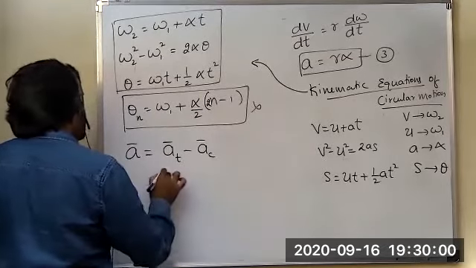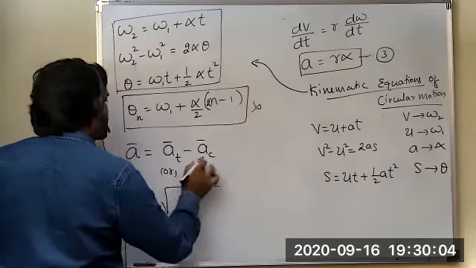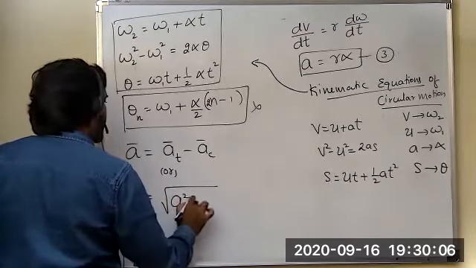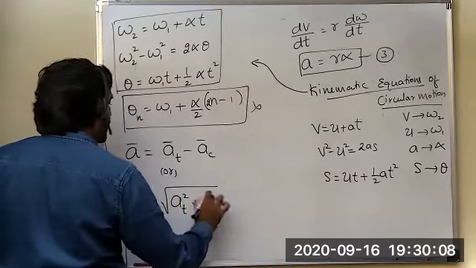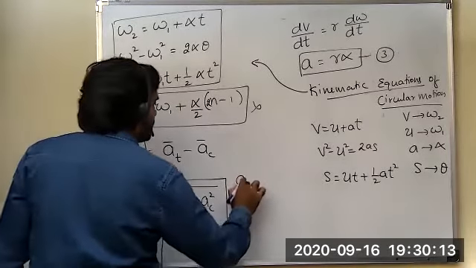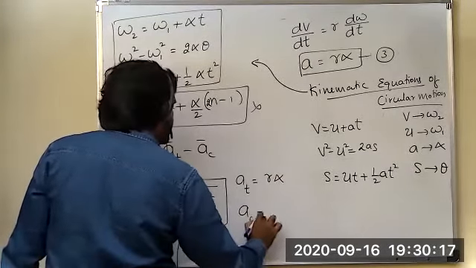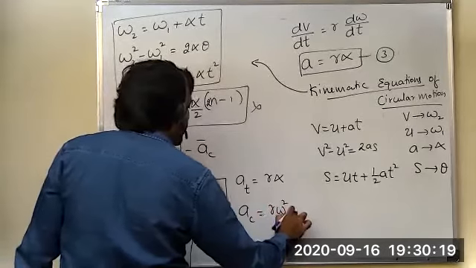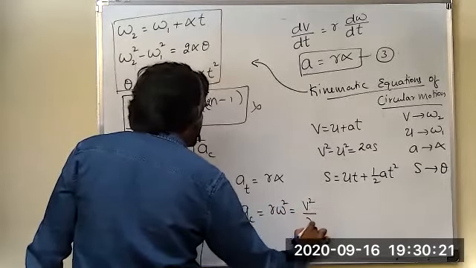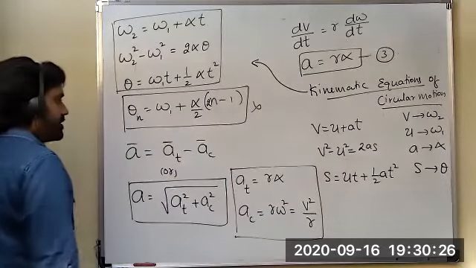Or else if you want to find out its magnitude, students, magnitude is always written as, they are perpendicular, no? Under root of AT square plus AC square. This is the magnitude, and AT is always written as R alpha, where alpha is angular acceleration. AC is always written as R omega square. Or else students, centripetal acceleration you can also write V square by R, because V is equal to R omega, no? Make use of that relation.